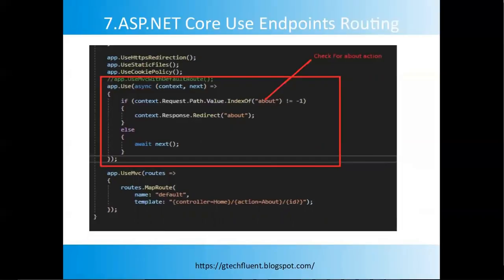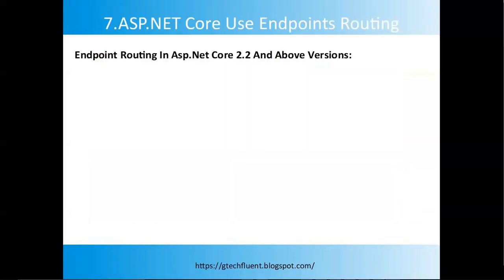So in ASP.NET Core 2.2 and above versions, a new feature called endpoint routing was introduced. Endpoint routing is a system to handle routing across the different middleware systems such as MVC, Razor Pages, Blazor, SignalR, and gRPC. To consume endpoint routing, we need to configure two middlewares. First one is UseRouting and second one is UseEndpoints.